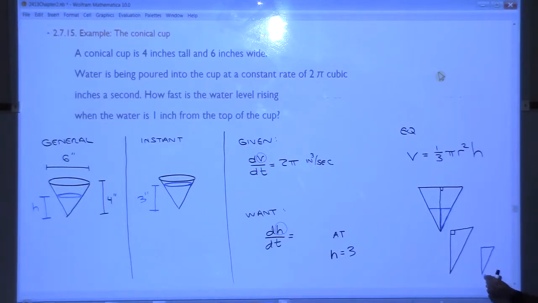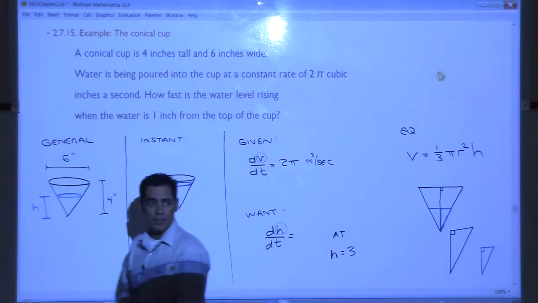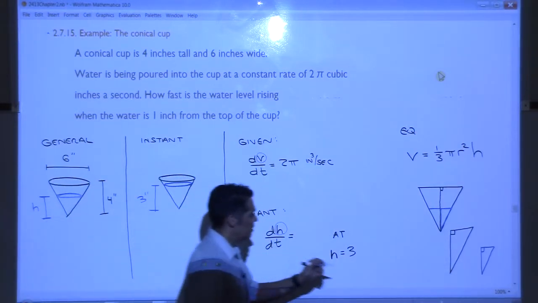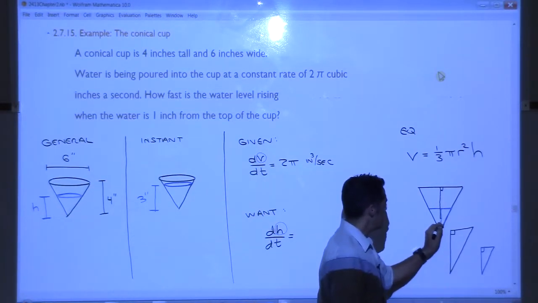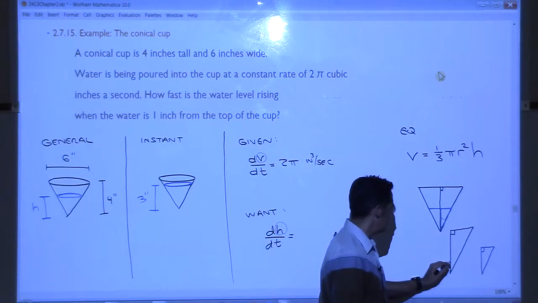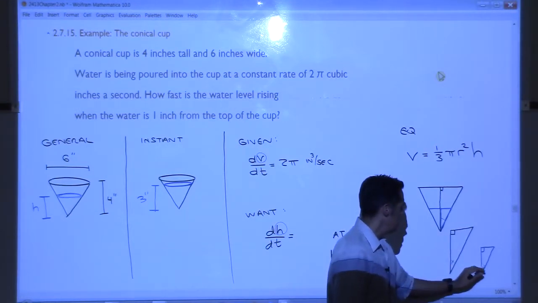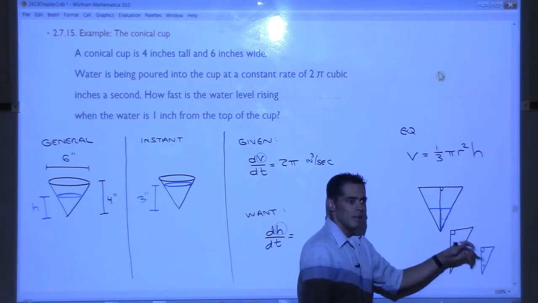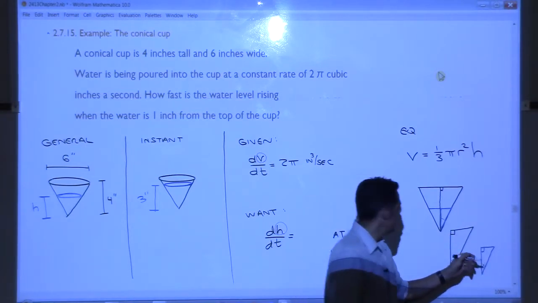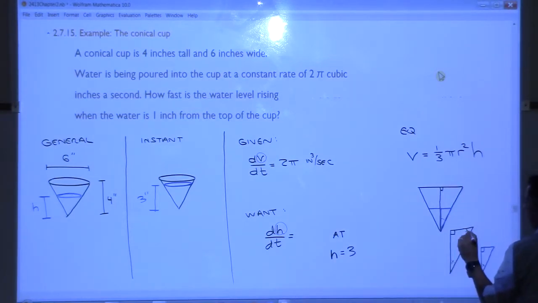Are these similar triangles? They're similar because they have congruent angles. Their angles correspond, right? We both have 90s here. They both share this angle, so that angle has to be the same here and here. And since those are the same and the 90s are the same, that means this other angle has to be the same. So we have similar triangles. Yes?